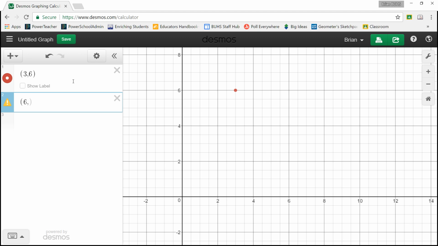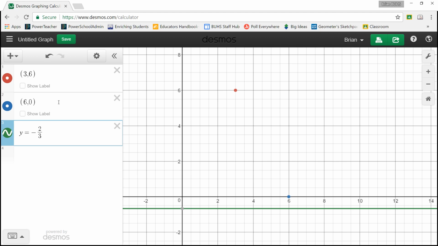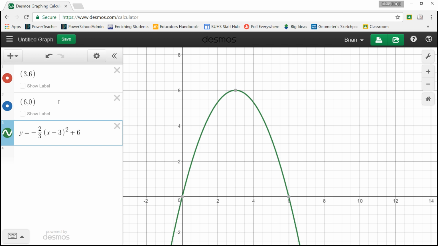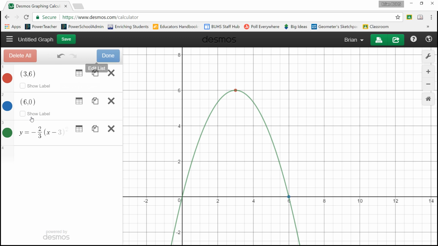6, 0. There we go. And let's write our equation. So what did I just say my equation was? y equals negative 2/3, parentheses, x minus 3 squared. And looks like my parabola needs to be shifted up 6. Bam. And look at my parabola, in fact, hits both of those points. Let's change the color of this parabola to blue so it's so cool. Look at that. It's like the water is amazing.